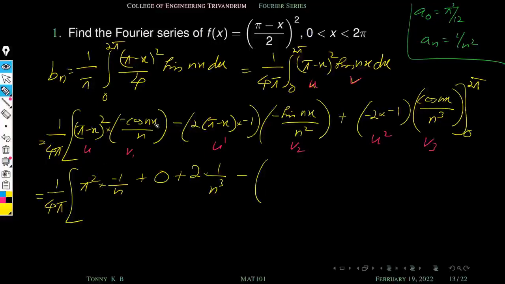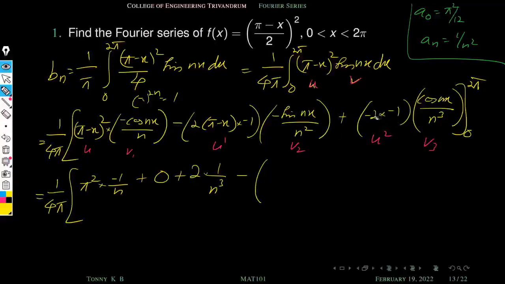When x equals 2 pi, similar to the previous case, this is cos 2n pi. Cos 2n pi is minus 1 raised to 2n, that is equal to 1. So that's why this becomes minus 1 by n. There is a minus sign. And plus, when x equals 2 pi, this is sin 2n pi. We know that sin 2n pi equals 0. So the second term is 0.